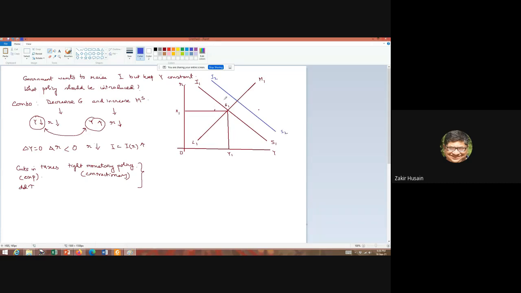Now you have a tight money policy. So that means money supply is being reduced. What will happen in that case? R will rise and Y will fall. No, what will happen to the LM curve? If the money supply is reduced, it shifts leftwards, like upwards or towards the left. Okay.